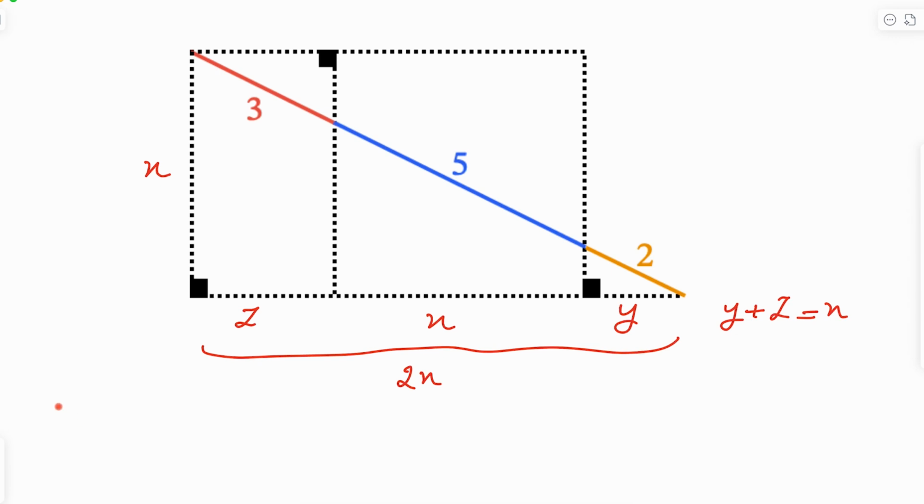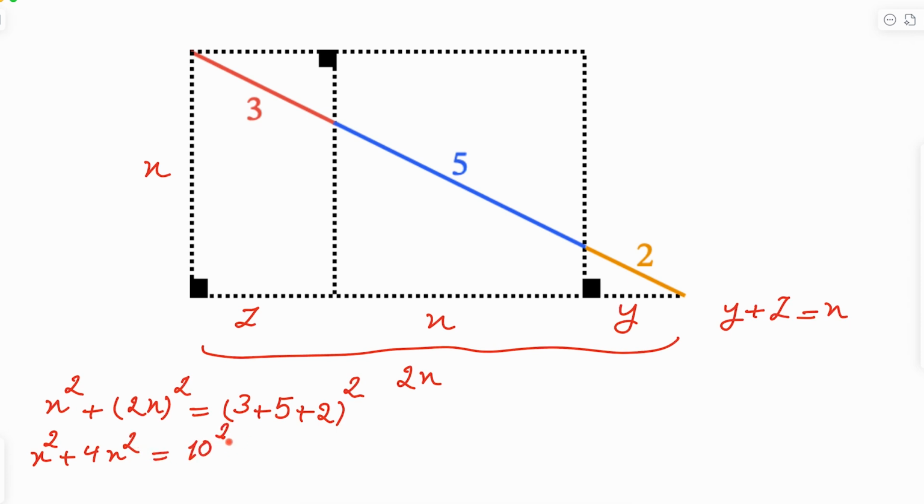So we can write the Pythagorean theorem. We can use the Pythagorean theorem, so we can write x squared plus 2x whole squared should be equal to 3 plus 5 plus 2 squared. We can write x squared plus 4x squared should be equal to 10 squared. If we simplify it a bit, we'll get 5x squared should be equal to 100, and if we divide both sides by 5, we'll get x squared, which should be equal to 20. So we don't need to simplify it further.